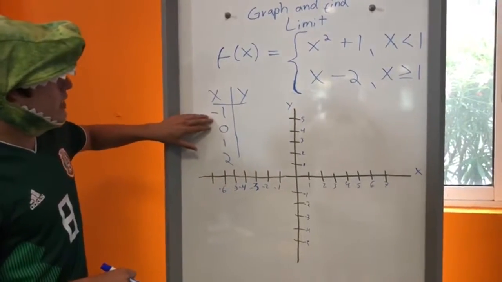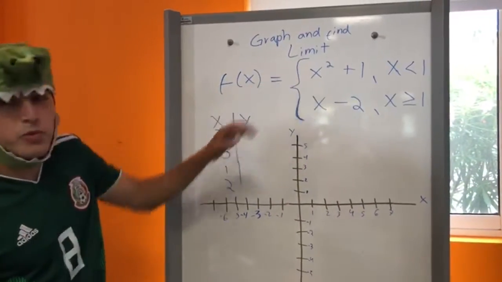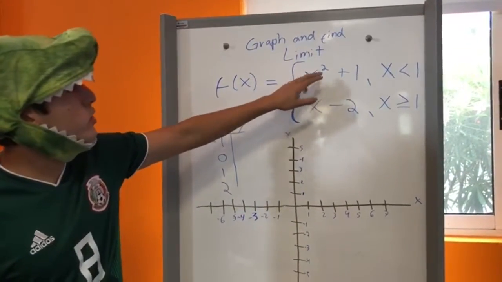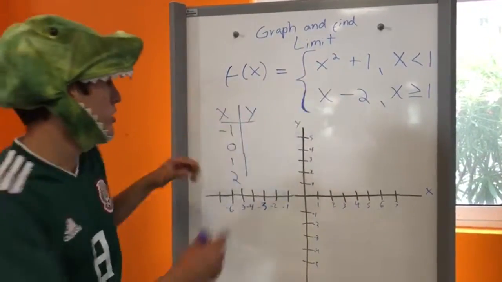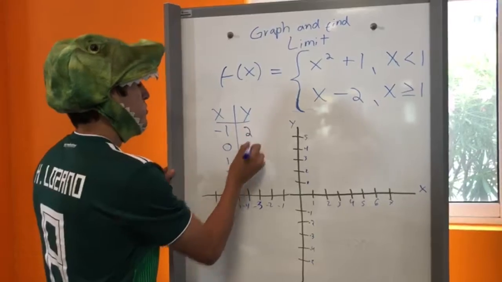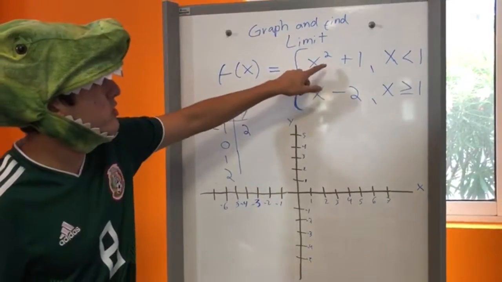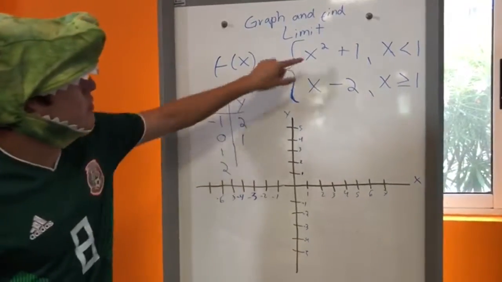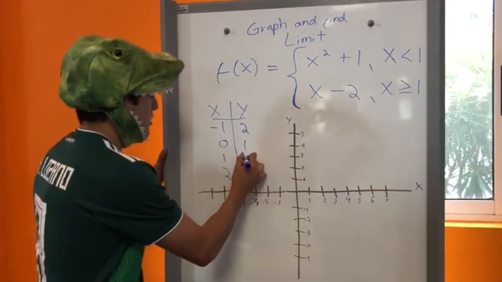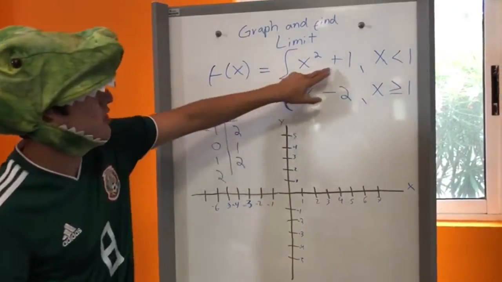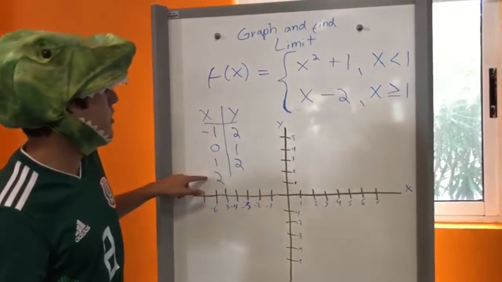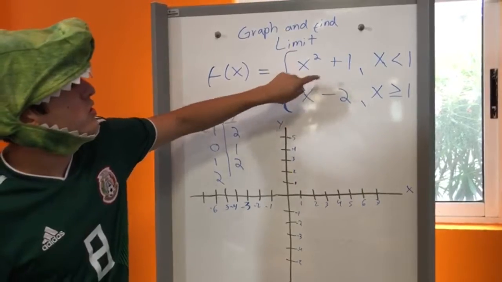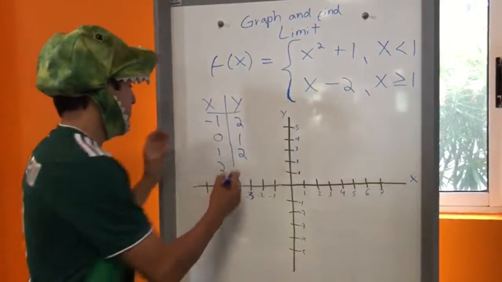So, when you have a negative 1, you plug it in this equation, get 1, negative 1 squared, which is 1, plus 1. That gives you 2. When you put a 0 in here, 0 plus 1, so you get a 1. When you put another 1 in here, you get a 2, because it's the same thing. And with a 2 is 2 squared, which is 4, plus 1, 5.